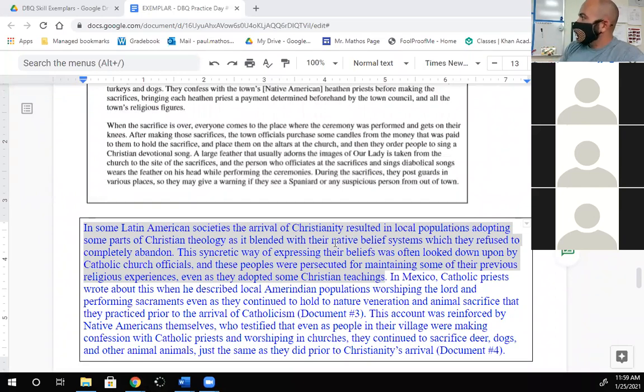So in some Latin American societies, the arrival of Christianity resulted in local populations adopting some parts of Christian theology. Theology is just religious teachings, as it blended with their native belief systems, which they refused to completely abandon. This syncretic way of expressing their beliefs was often looked down upon by Catholic Church officials, and these people were persecuted for maintaining some of their previous religious experiences, even as they adopted some Christian teaching. That's my long version. You want to hear something that's just as good and is shorter, and you'll still get the point for?